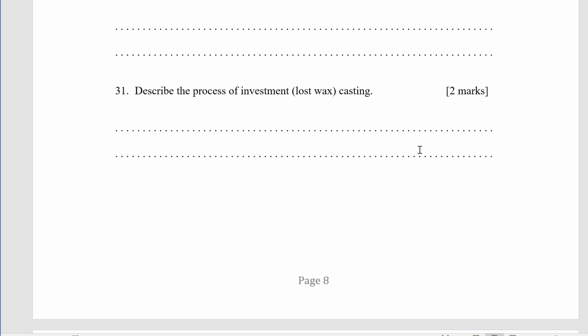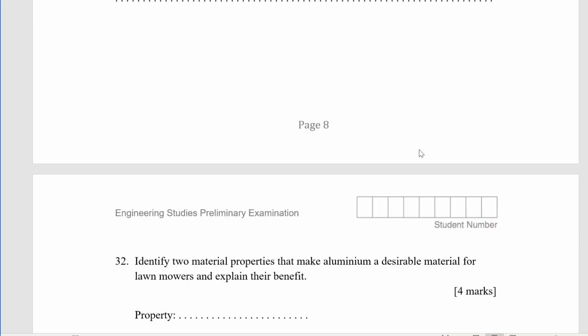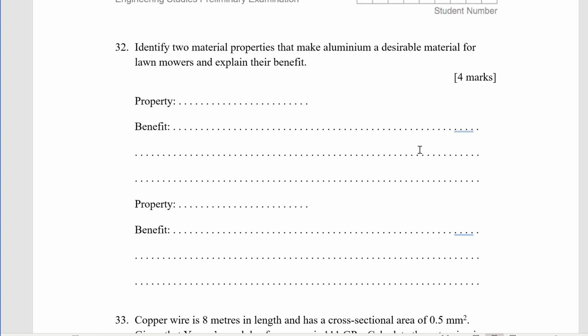Describe the process of investment lost wax casting. I really like these questions. So the 4 steps are, first of all, you make the thing out of wax. You then coat it in ceramic. You melt the wax and pour it out. You then fill the ceramic with metal. You then allow it to cool and remove the ceramic casing. Each of those steps is worth half a mark. There's no half marks in the HSC, but that's how we work.